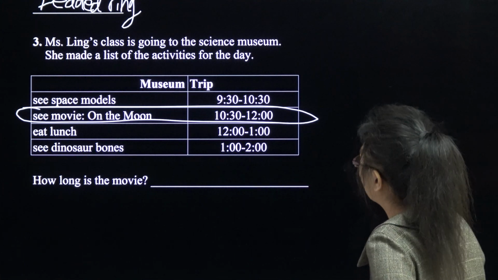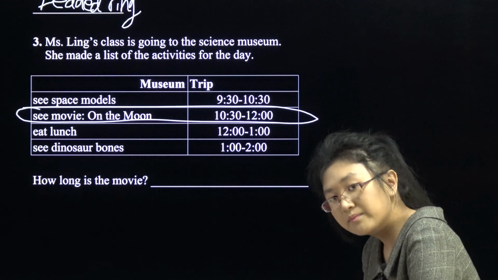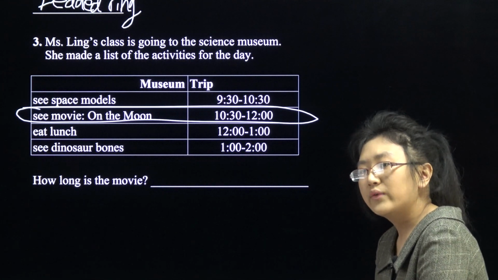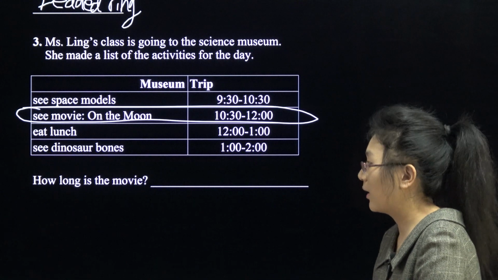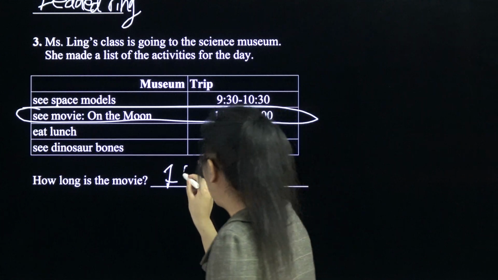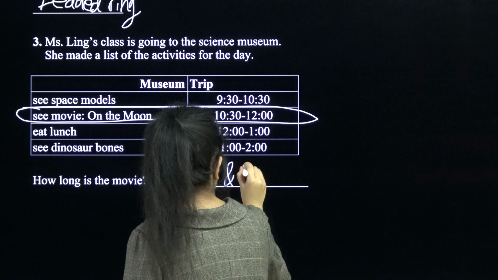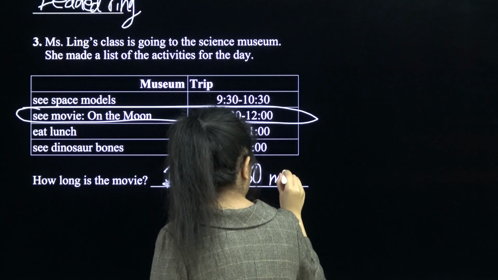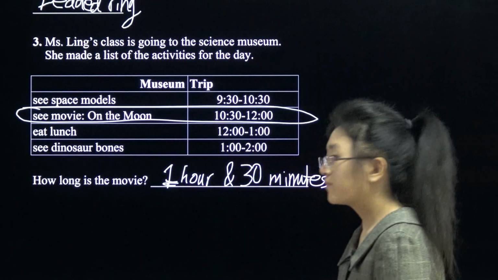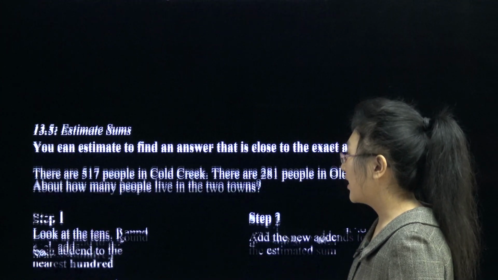What's the time from 3:30 to 12? Well, we know that 3:30 to 1:30, 11:30, is an hour. And 11:30 to 12 is half an hour. So what's 1 hour plus half an hour? 1.5 hours. Or 1 hour and 30 minutes. Yay! We're done that. So now we move on to the next section.